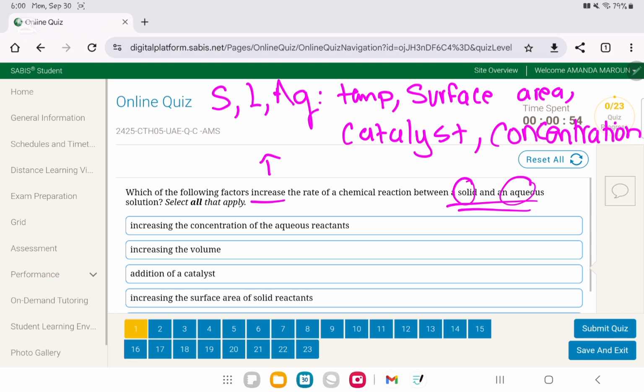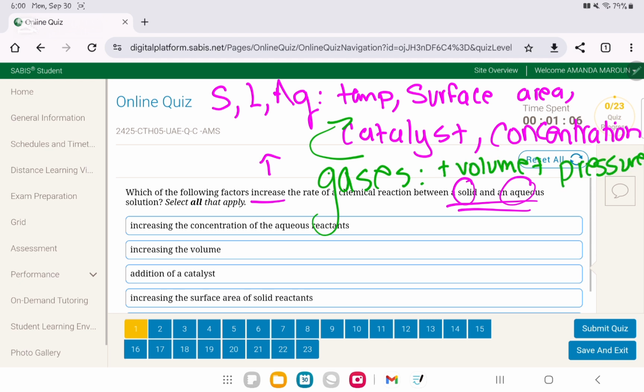Now notice we left out what? We left out the gases. What about the gases? All of these affect them, in addition to volume plus pressure. So remember, anytime you see solid, liquid, aqueous, it's temperature, surface area, catalyst, and concentration. These are the things that affect the rate of a chemical reaction. However, anytime you see gases, it is the temperature, surface area, catalyst, concentration, in addition to the volume and the pressure. These are very important, okay?